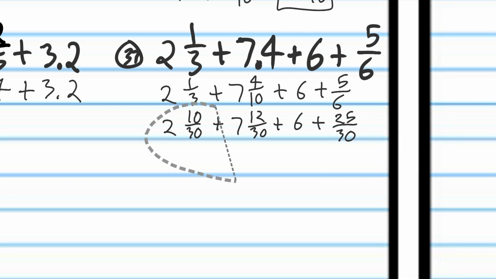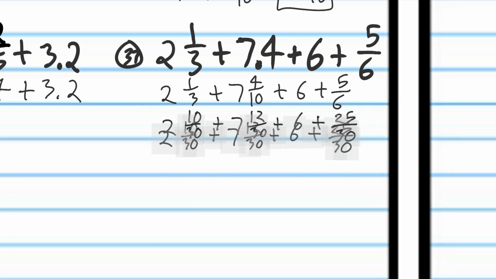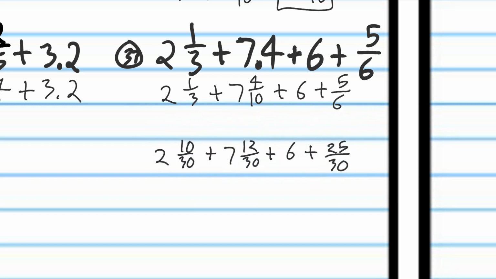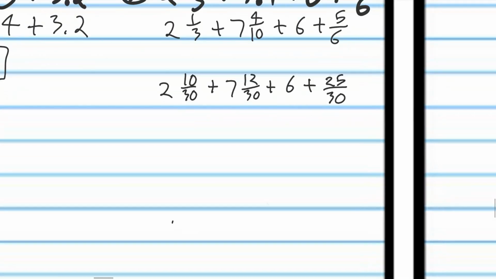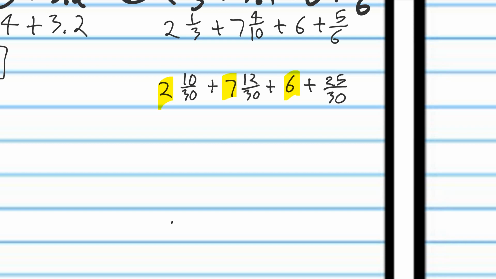I'm going to move this down a little bit. It's getting too close there. All right. Just double checking that. Make sure everything's good. Make sure we didn't make any stupid mistakes. All right. Now we just add the whole numbers, the 2, the 7, and the 6. So that would be 15.